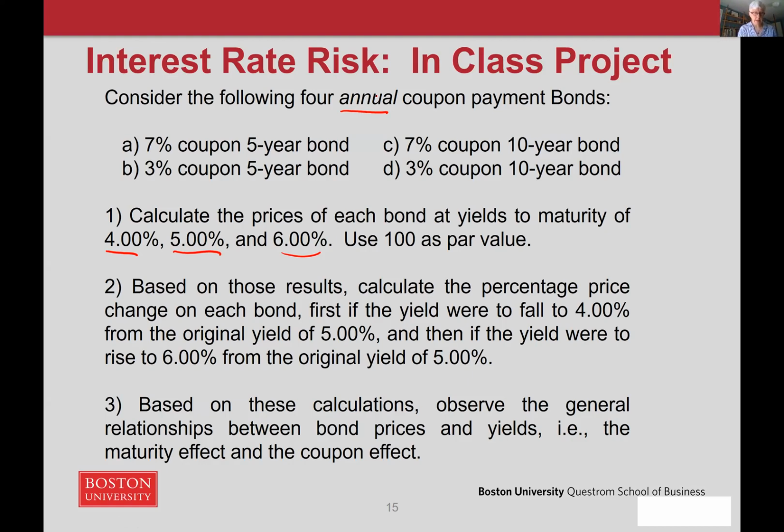So I'm going to put you in breakout rooms. I'm going to give you 10 minutes. What you're going to do is calculate all of those numbers, check them against each other. And then look at the percentage change of each of those bonds when it goes from 5% to 4% and when it goes from 5% to 6%. And then we're going to talk about what's going on there. So you've got 10 minutes. I will put you in breakout rooms.